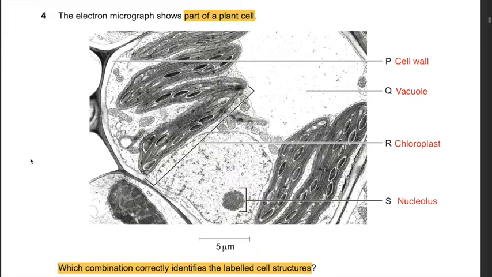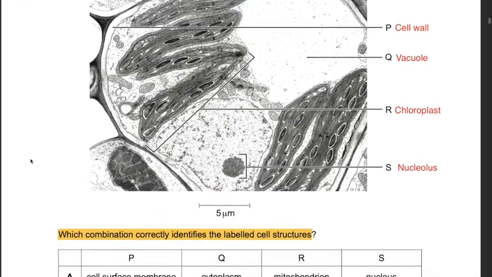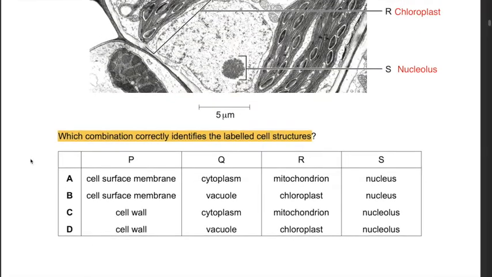Question 4. The electron micrograph shows part of a plant cell. Which combination correctly identifies labeled cell structures? I have labeled towards the sides what each structure represents. P represents the cell wall, Q represents the vacuole, R represents the chloroplast, S represents the nucleolus, as S is within the nucleus. Hence, if you go to the answers A, B, C and D, with S being the nucleolus, you would get the answer either being C or D.